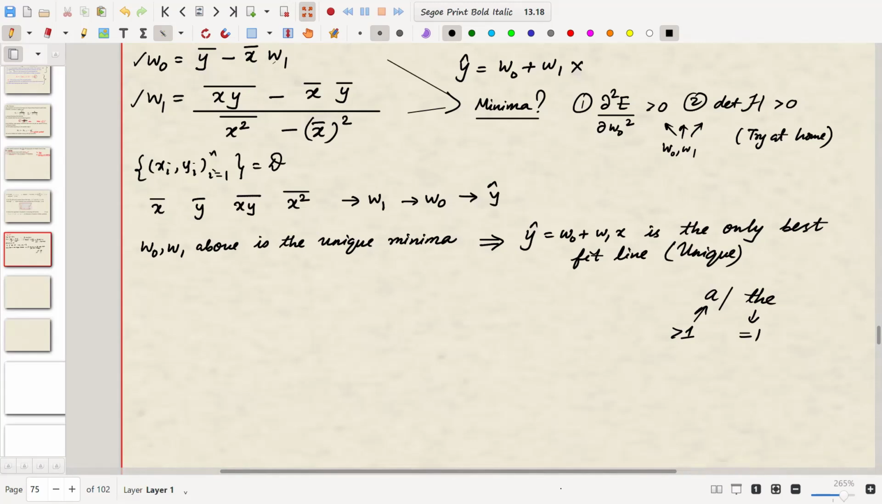So that is the idea. We'll see this in Python a bit.